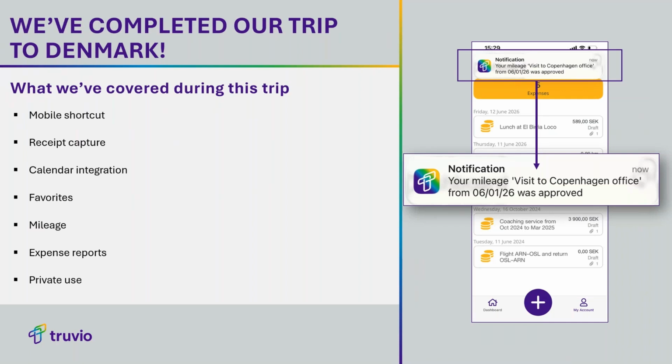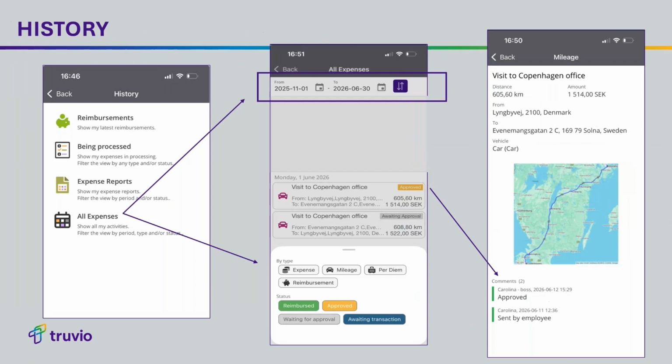And this was super fast and easy to explain the different capabilities because it's very easy to use this app. And with that, we have now completed the trip to Denmark. Through this journey, everything was managed directly from the app, as you saw, from capturing different kinds of formats for receipts or documents to calendar integration, favorites, and so forth. And this was super easy, and that's really the goal of expense management, to make expense reporting as simple as possible.